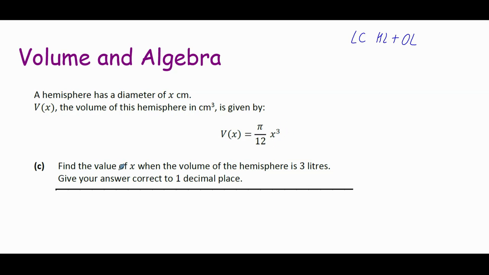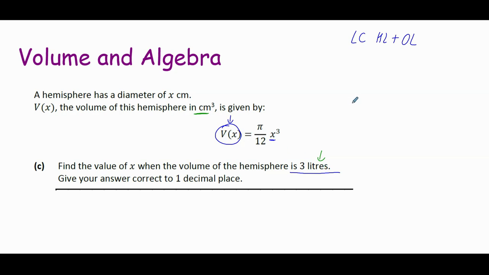So we have to find the value of x. So I'm looking for that. That means they're giving me the volume. They're saying when the volume of the hemisphere is 3 liters. Now, liters is not something we normally deal with in these measurements. Here you have 3 liters, here you have centimeters cubed. So in order for this formula to work, I need to change liters to centimeters cubed.